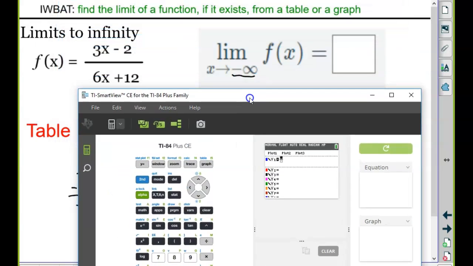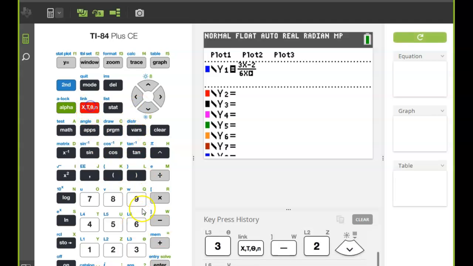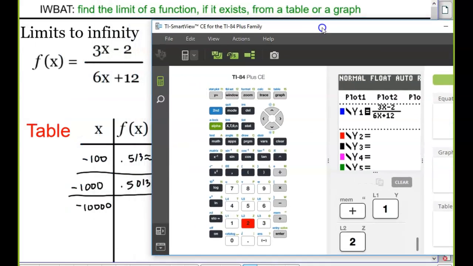So what did we have? We had 3x, I already forgot, minus 2 over 6x plus 12. So you don't have to do it that way. You could just put parentheses around the 3x minus 2 and divide by 6x minus 12. But I think that's kind of cool.